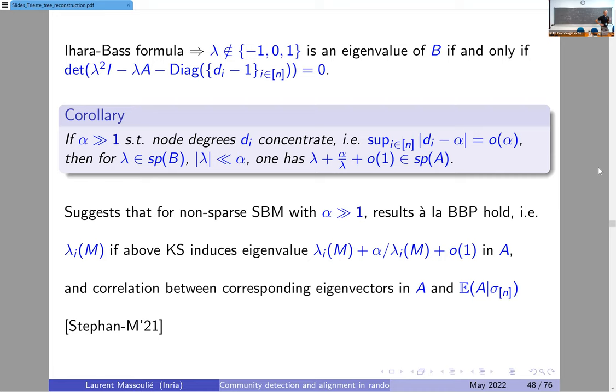But then what you say about mutual information would apply even if alpha does not go to infinity? For finite alpha, but large enough, then... I'm not so sure. No, I think you still need a growing degree. Any speed, but growing, I think. Okay. Any other question?